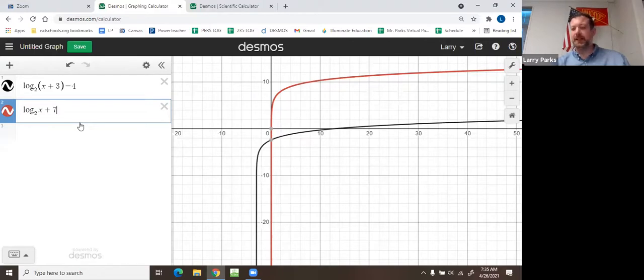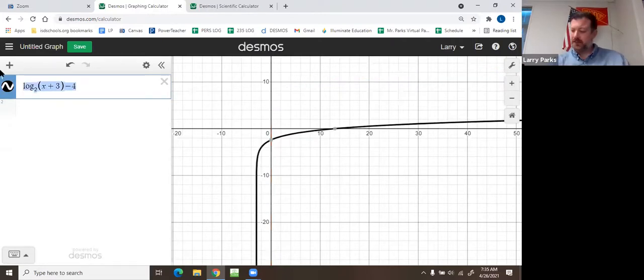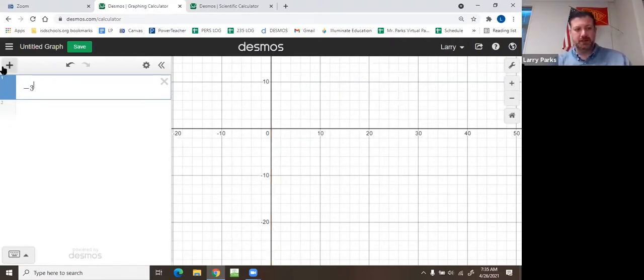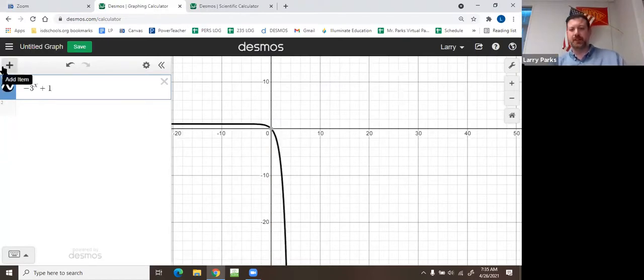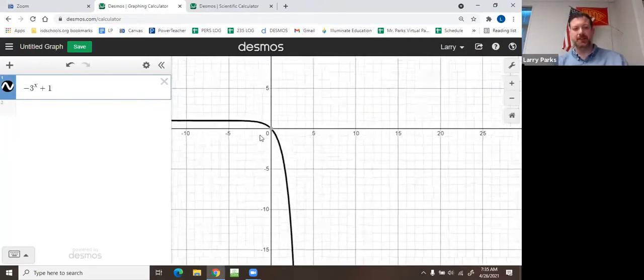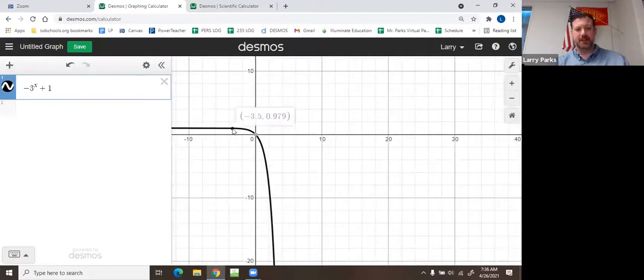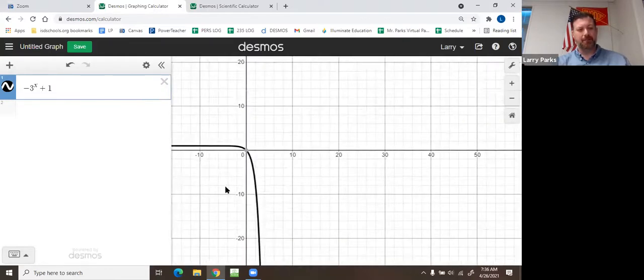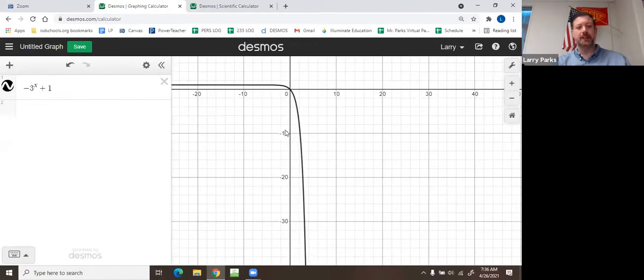All right, now let's do the same thing with negative 3 to the x plus 1. So if I plot negative 3 to the x plus 1, notice what it looks like. Okay, now let's look at the domain. Looks like domain is all real numbers.